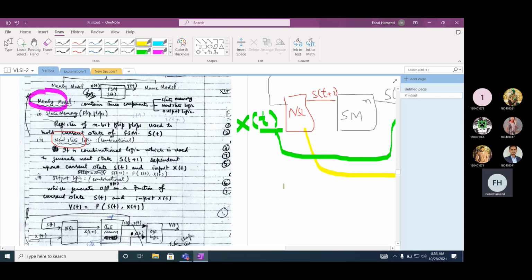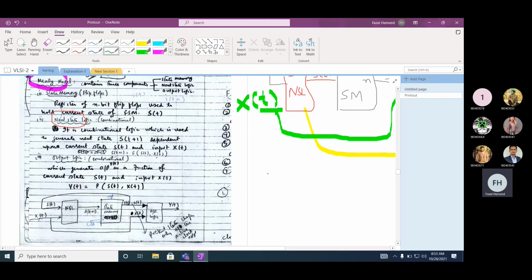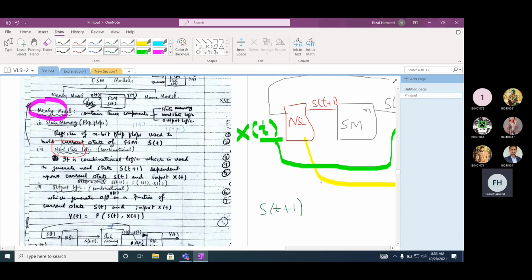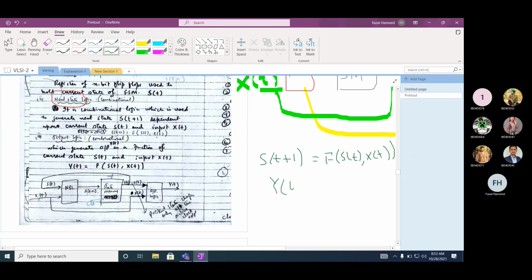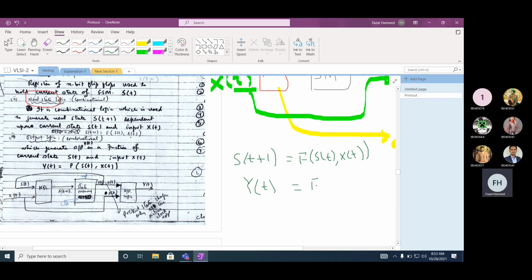So can I write it like this? ST plus 1, what is ST plus 1? The next state. The next state is a function of ST, the current state, and XT, that is your input. Similarly, YT, what is Y? The output is a function of the current state and the input. This is very high level. Now I will explain this with an example.